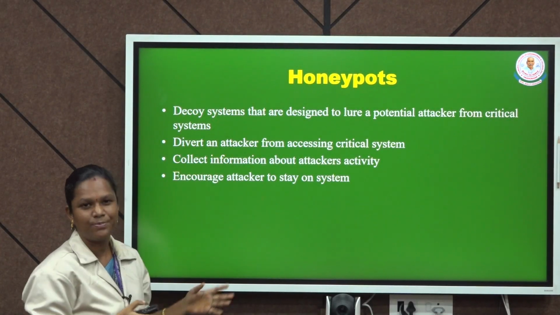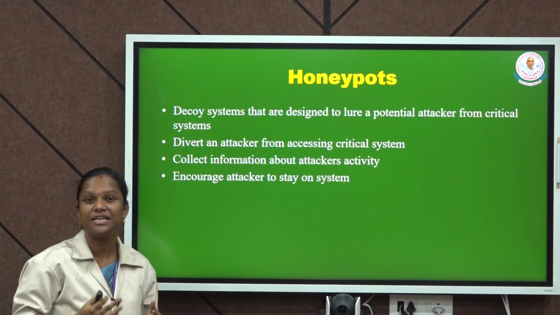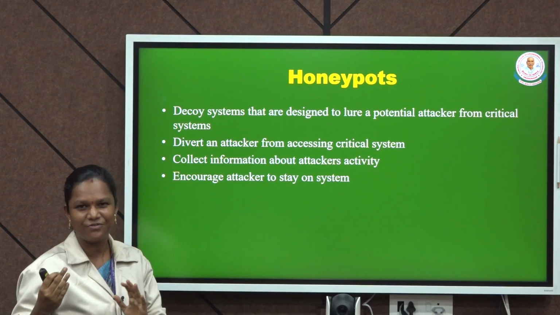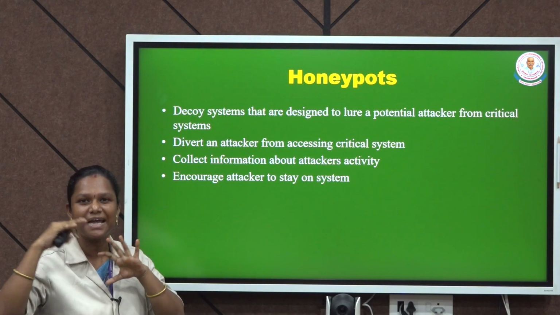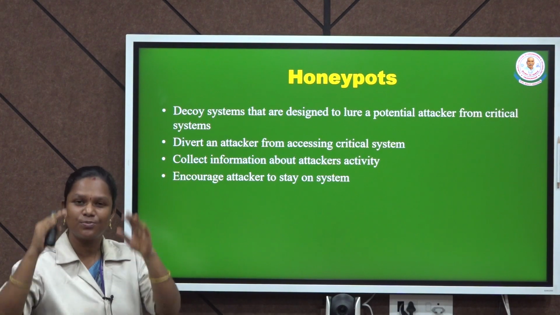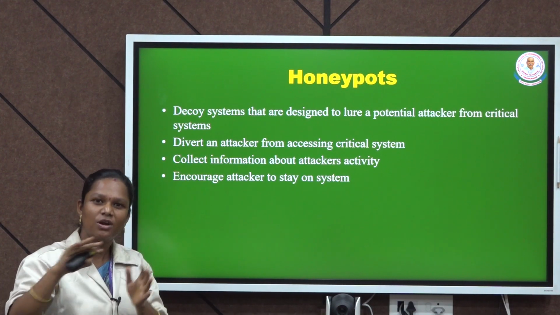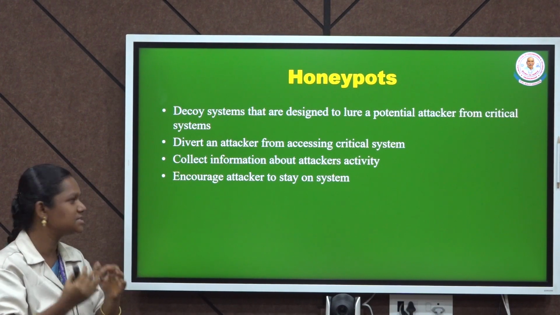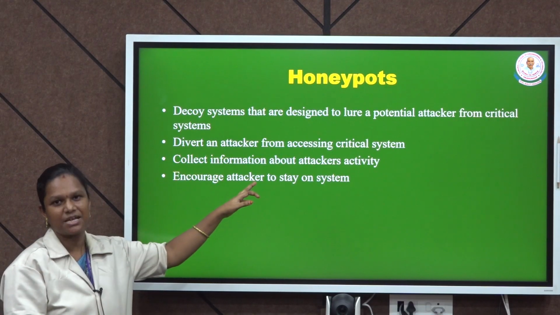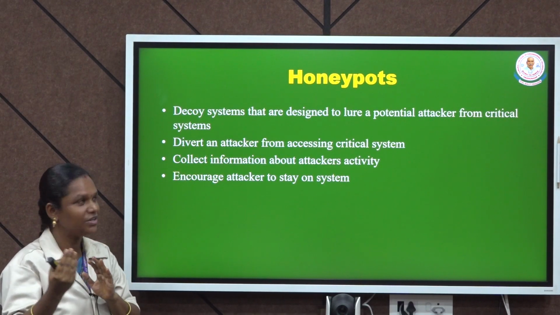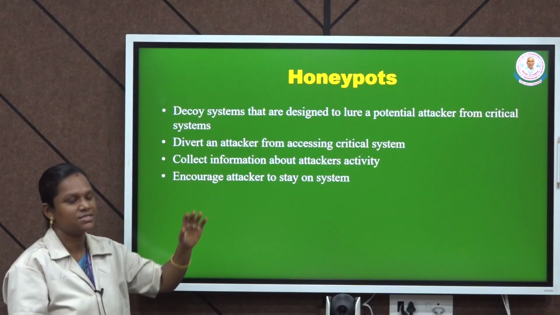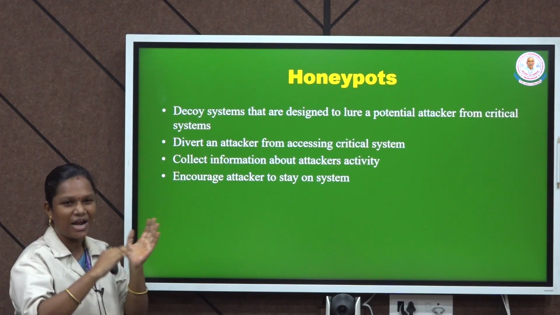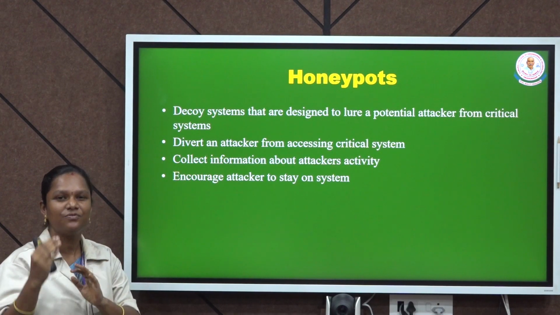Next one, honeypots. What is meant by honeypots? These are decoy systems, designed to lure potential attackers. Attackers are present in the system, and honeypots encourage the attackers to stay on the system. It collects information about the attacker's activity. These are called honeypots. Honeypots can divert an attacker from accessing the real information.